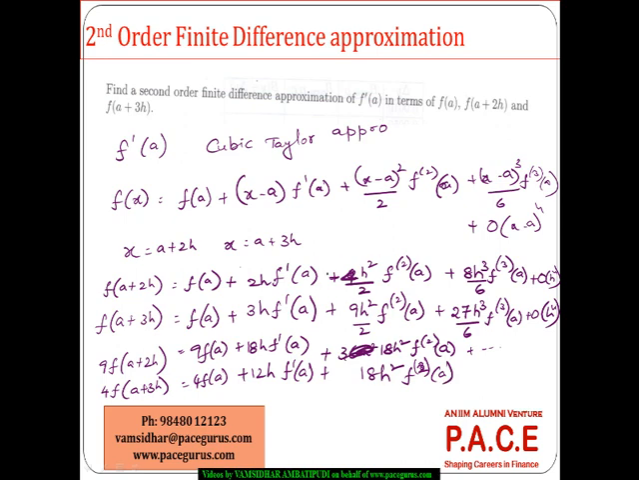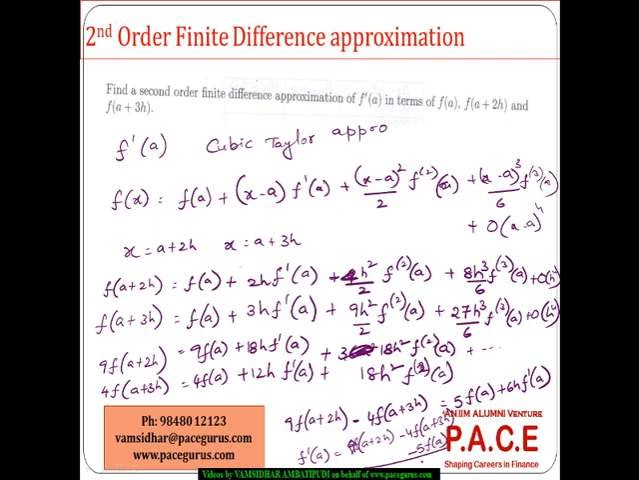So overall, I could very well write 9 f of A plus 2h, minus 4 f of A plus 3h, is equal to 5 f of A plus 6h f dash of A. So from here I can find f dash of A, which works out as 9 f of A plus 2h, minus 4 f of A plus 3h, minus 5 f of A, divided by 6h, as h tends to 0.